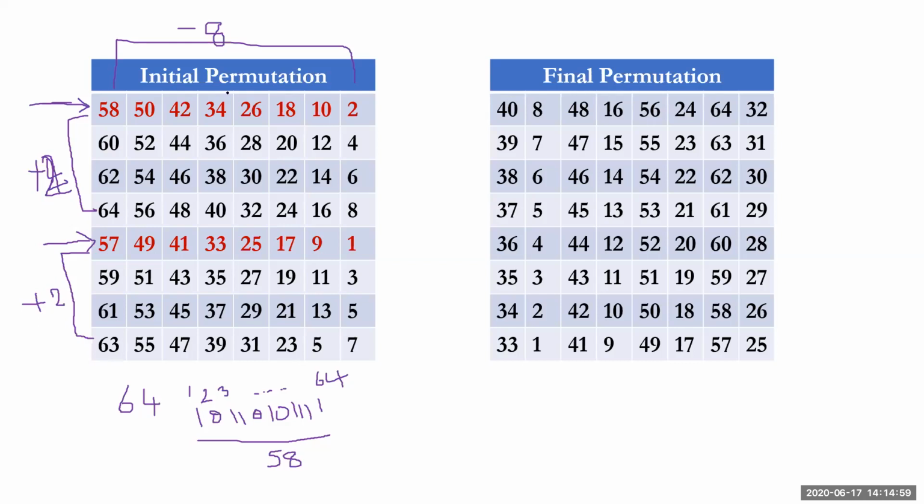And then the final permutation, look at this. After 16 rounds of DES, you may get some number of bits, something like 0, 1, 0, 0, 0, 1, 0, which will come from the 16th round of your DES algorithm.